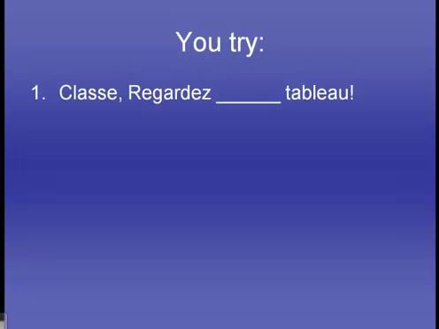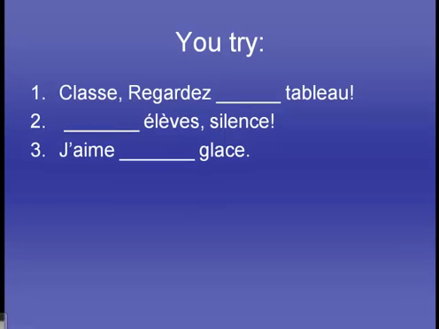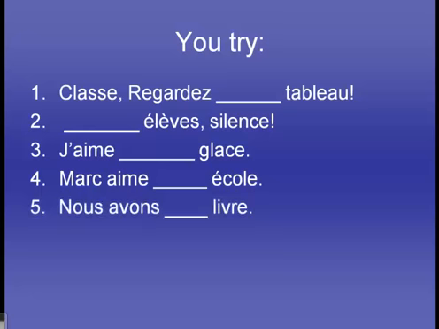Okay, so I have a couple of sentences that I'd like for you to try. Just replace the blank with the definite article. So, try: classe, regardez blank tableau. Blank élève silence, j'aime blank classe. Marc aime blank école. And lastly, nous avons blank livre.